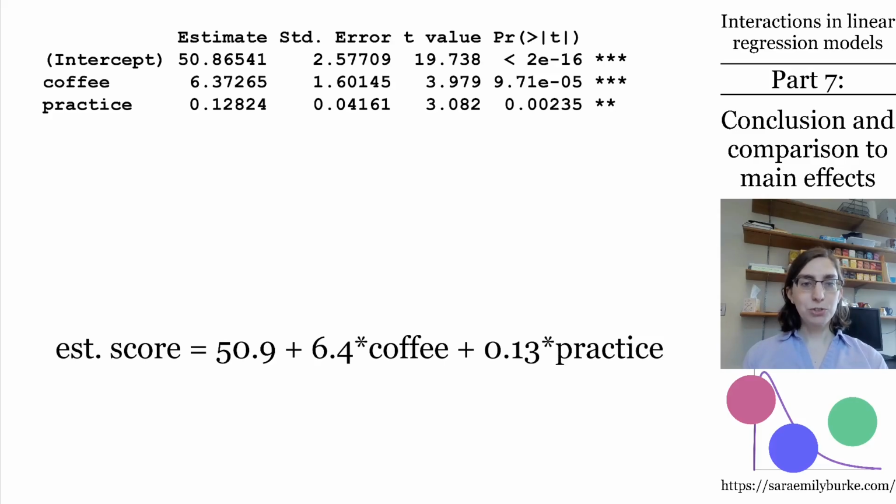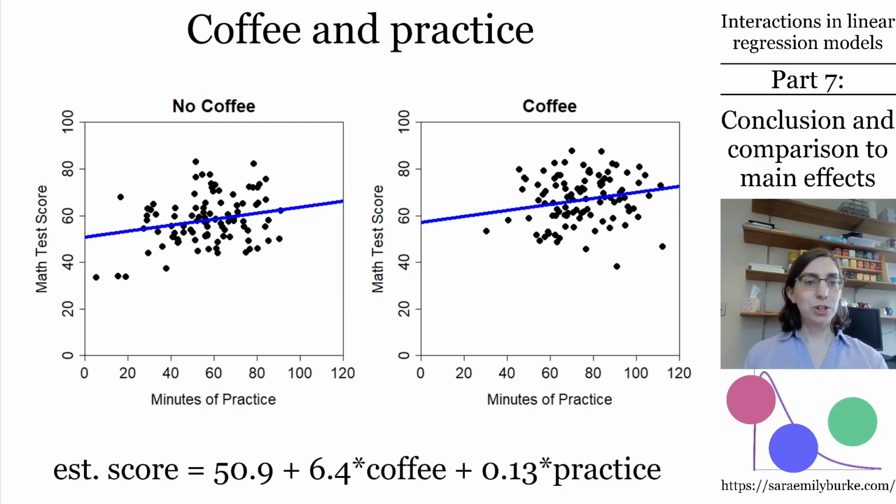So the regression function for the estimated math test score is this. Estimated score is 50.9 plus 6.4 times coffee plus 0.13 times practice. And we got these three numbers as a result of finding the values that minimized the sum of squared residuals. In other words, that kept the estimated scores as close as possible to the actual scores. So I'll draw the results of this model on the scatter plot.